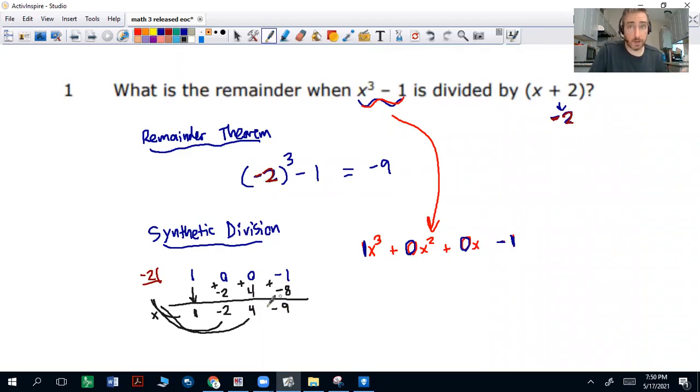Now this division ends up giving you x squared minus 2x plus 4, with a remainder of -9. So we'd say -9 over your divisor, x plus 2. But this question just wants the remainder. And so this -9 is your remainder, but it's the same thing you get up here. So I'm telling you, use that remainder theorem. Just plug it into your x's, and you'll get your remainder.